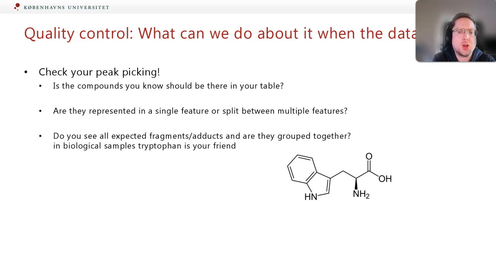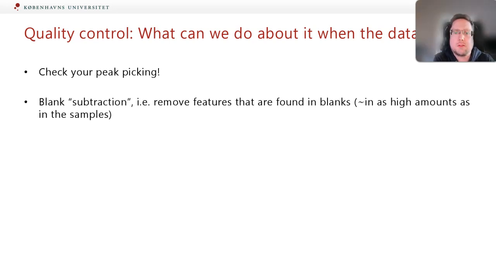For example, in biological samples, my best friend is tryptophan because he's found everywhere and he cannot really be mistaken for anything else. So I can check, is tryptophan found in my peak table? Does it have all the fragments and adducts that I know should be there? And is there only one feature that represents the pseudomolecular ion of tryptophan, for example? Now that you have checked if the peaks that should be in your samples have actually been found, you trust that the peak picking was done okay.